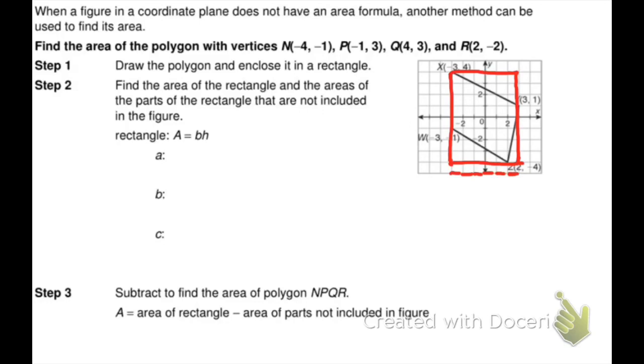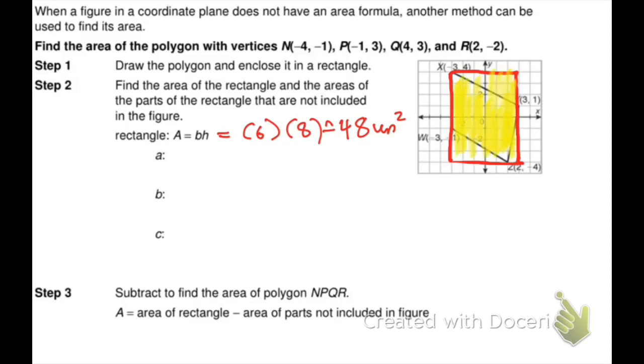Did I miscount that? Let me double check that. 1, 2, 3, 4, 5, 6. My bad. So the base is 6 units. The height is 1, 2, 3, 4, 5, 6, 7, 8. So the area of this big rectangle here is 48 units squared. But that gives me all of this area. What I want is just this portion here.